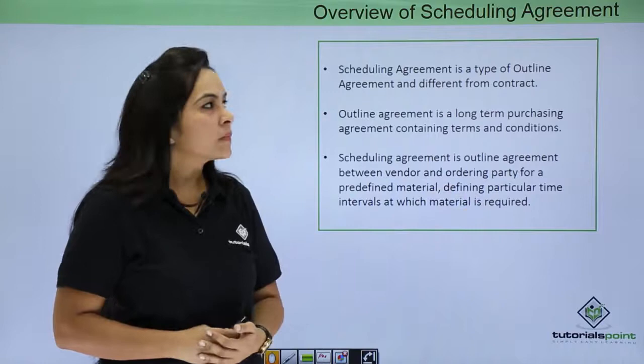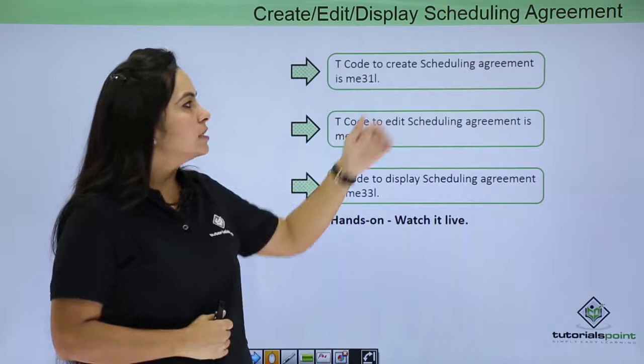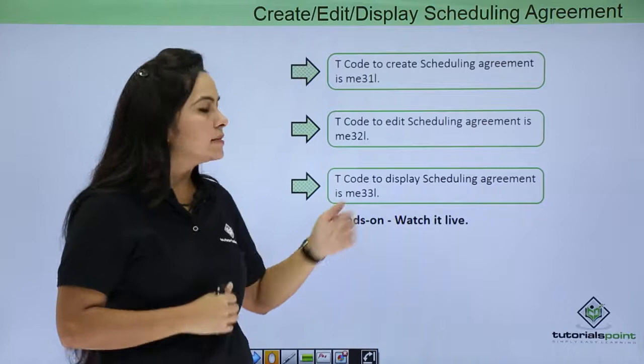So next is how to create, edit and display scheduling agreement. The transaction code to create scheduling agreement is ME31L, to edit it is ME32L, and to display it is ME33L. So let's do all these functions practically.